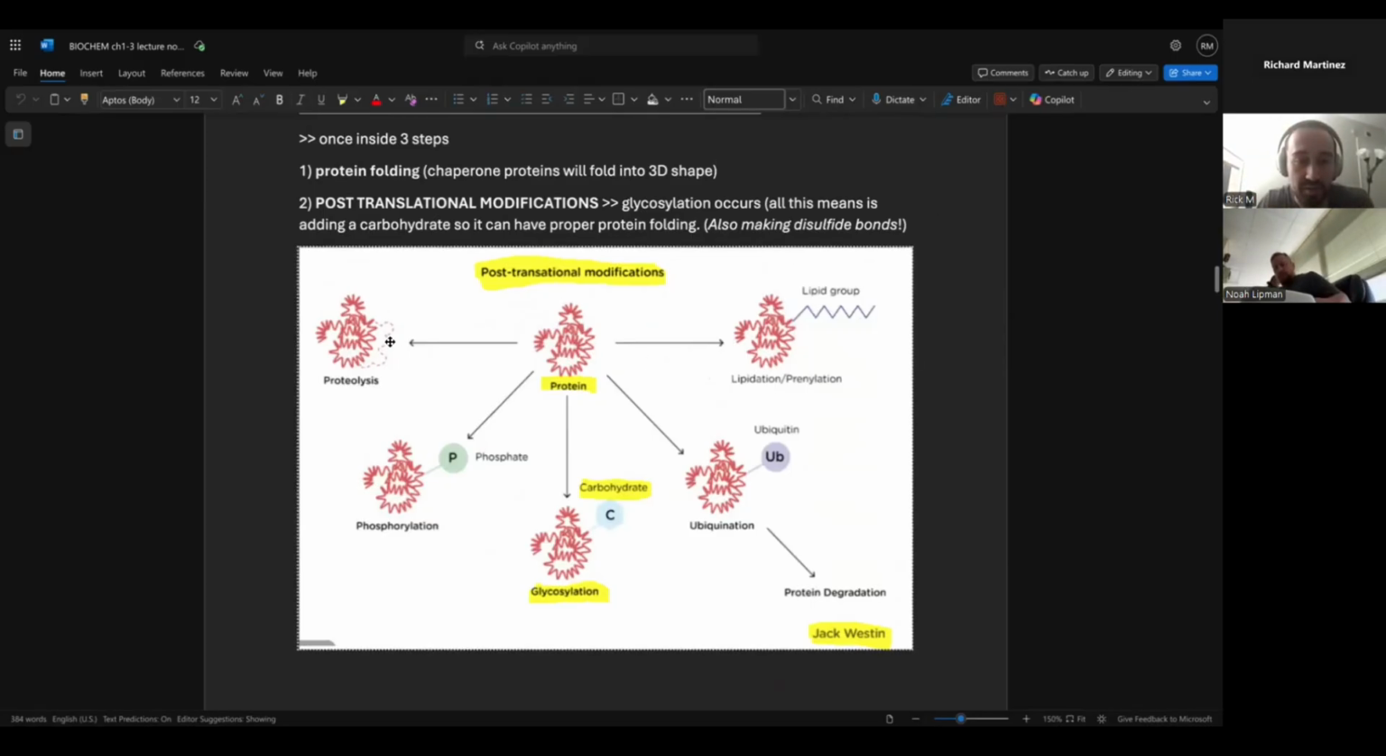There's a step called proteolysis. There's phosphorylation, which we'll learn from amino acids, glycosylation, ubiquitination, lipidation, prenylation. What's the point of this? Okay, all of this happens post-translational. It's a post-translational modification, meaning that it adds a carbohydrate, for example, so it can have proper folding.